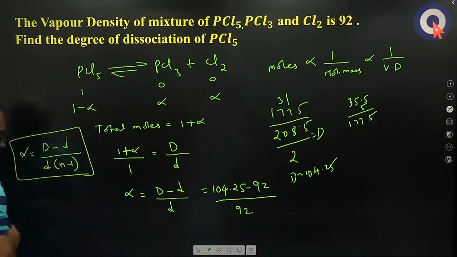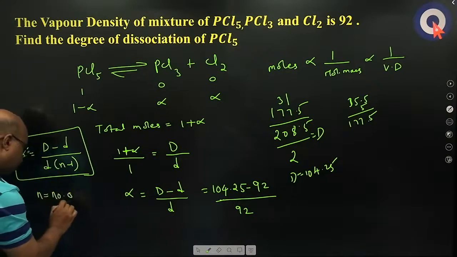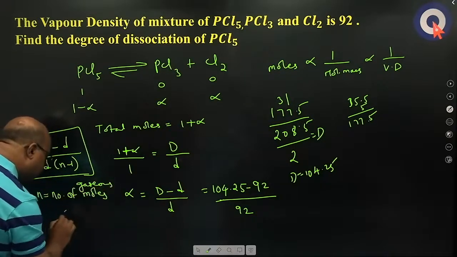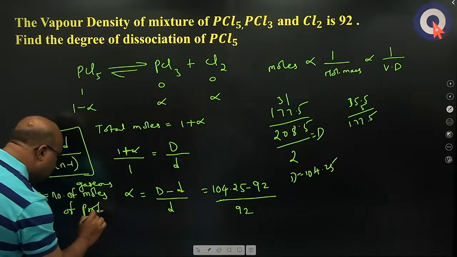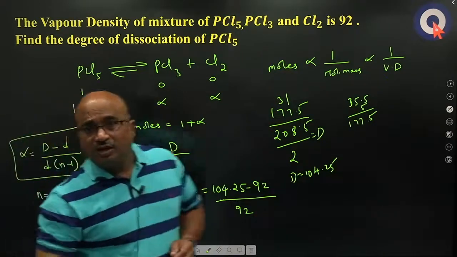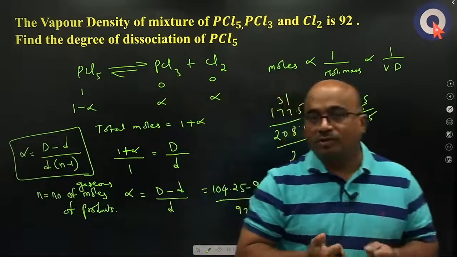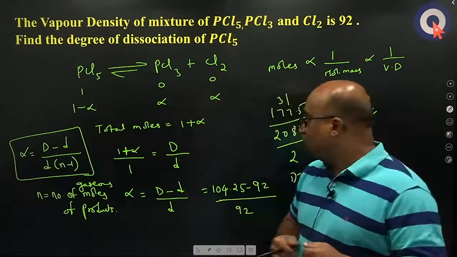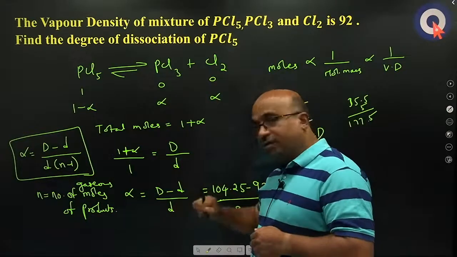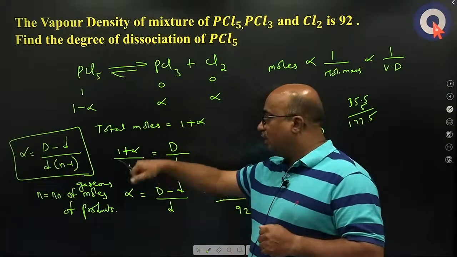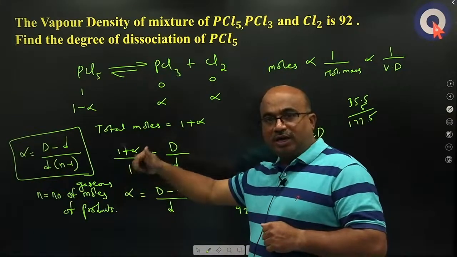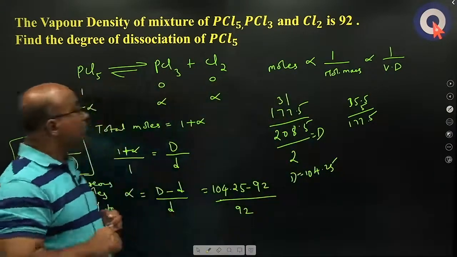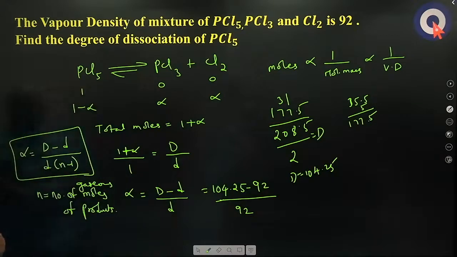So what is n? n is the number of gaseous moles of products. In this case, PCl3 and Cl2 are the gaseous components, so the total number of gaseous products is 2. So here we got 2 minus 1, that is 1. So we got the alpha expression as (D minus d) by d, where D is the capital D. Is everything clear for everyone? So let us move to the next one.